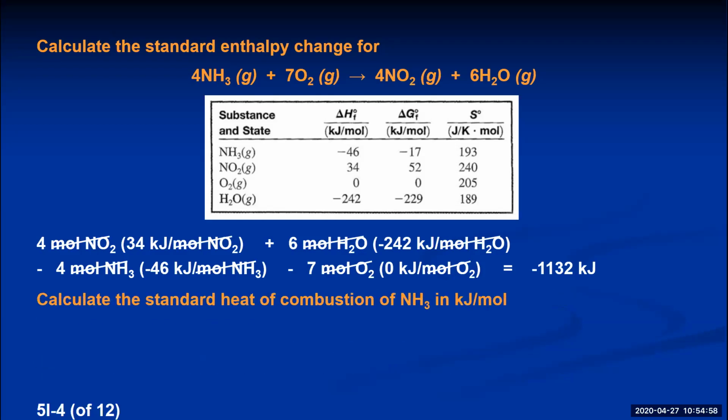So if we want to give the answer to this question, what's the enthalpy change for the reaction in kilojoules per mole of NH3, I would take my negative 1132 kilojoules and I would divide it by the number of moles I used to do my theoretical calculation, which was 4. That's a counted number, so my answer will get to stay 4 significant figures, and I get negative 283.0 kilojoules per mole of NH3.